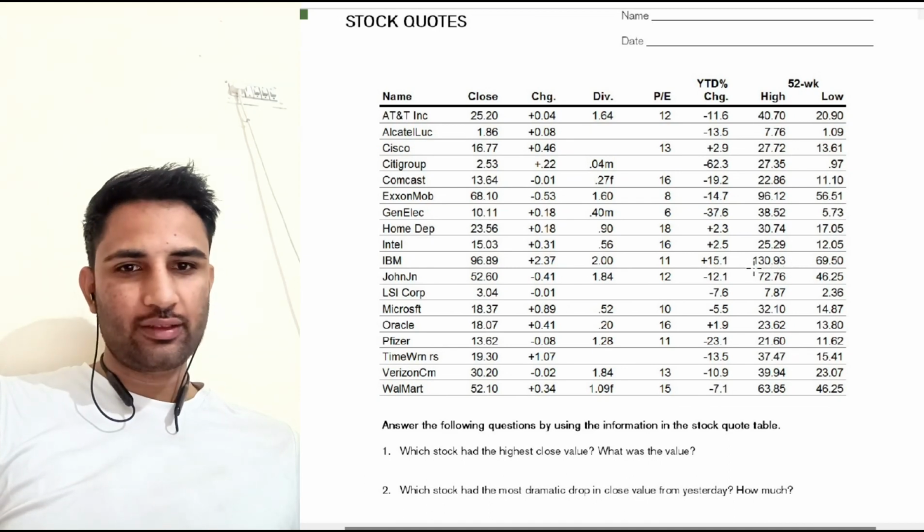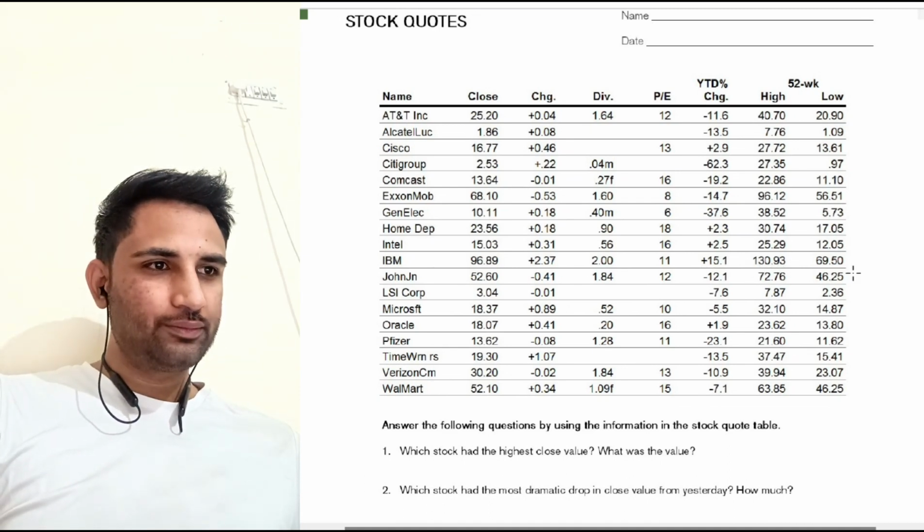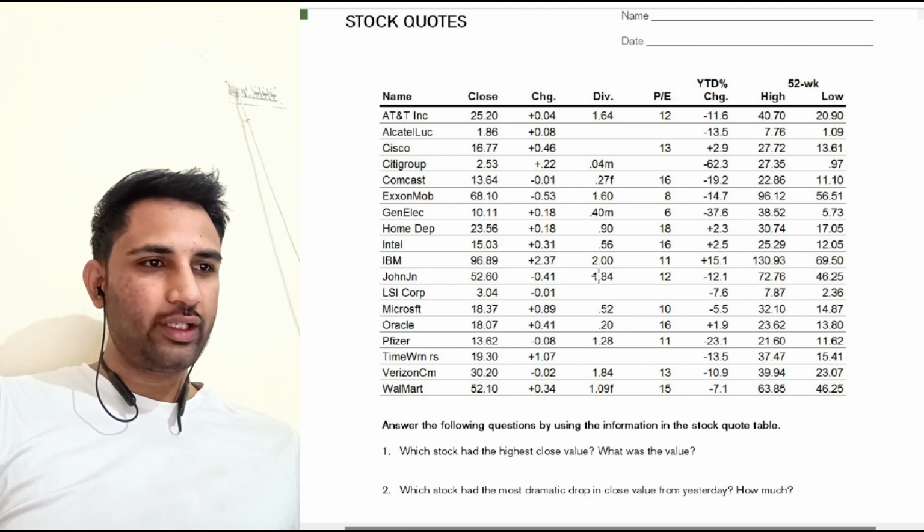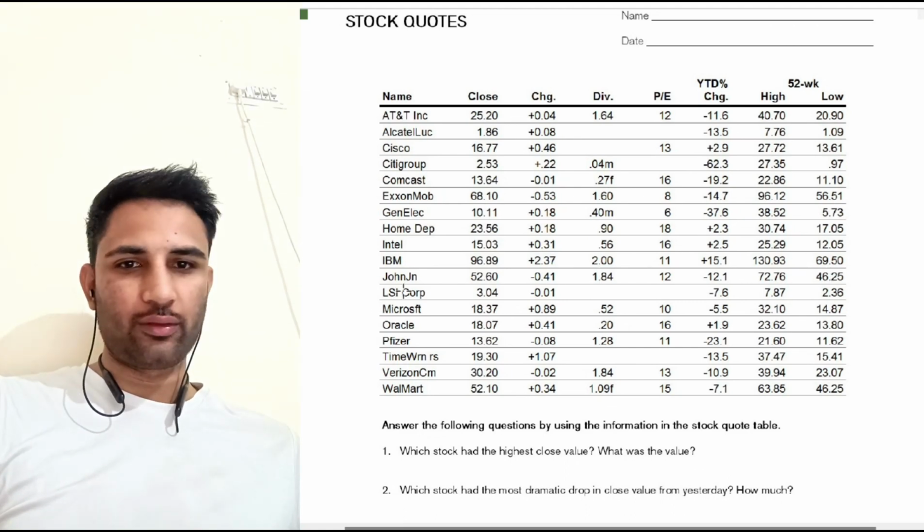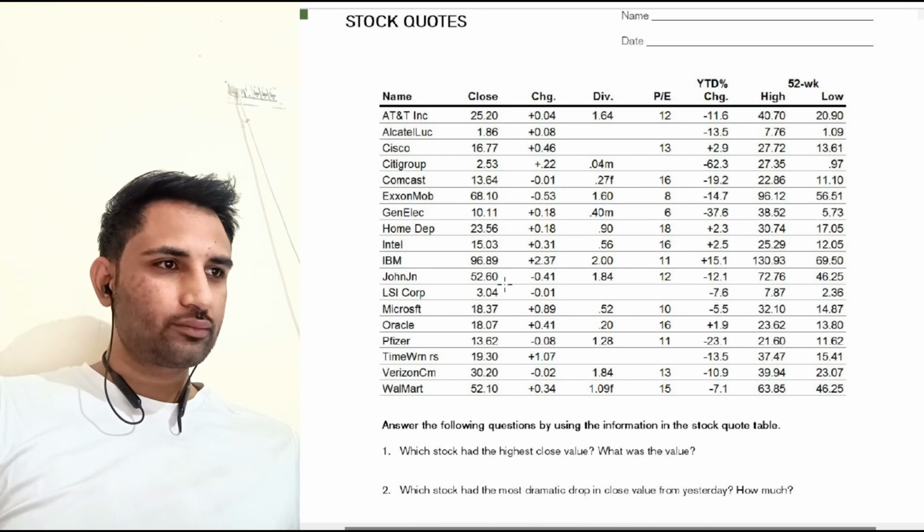Next one is LSI Corp. Closing price is 3.04. The change is only 0.01 negative. Year to date changes 7.6 negative. 52 week high and low are 7.87 and 2.36.